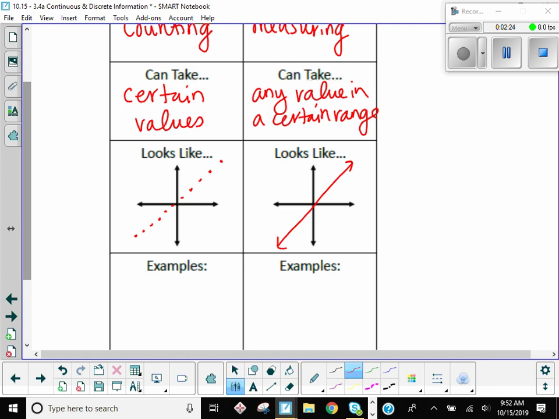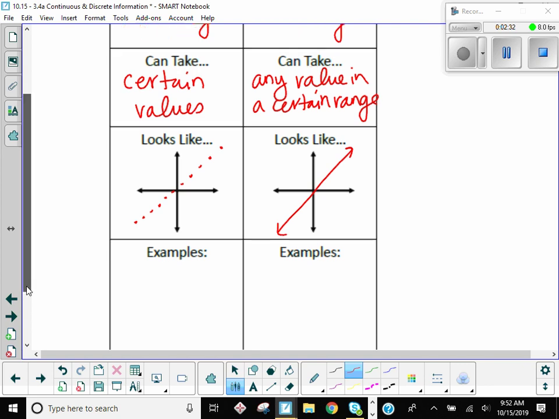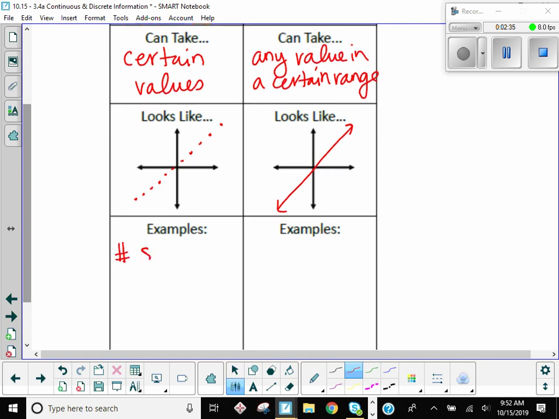As far as examples go, what's the example I already gave you for discrete? Counting the number of people in the classroom, right? So an example would be the number of students in class. But still staying with students, what's the example I gave you for continuous information? Measuring your heights, right? Students' heights.